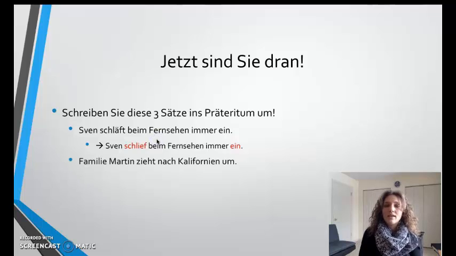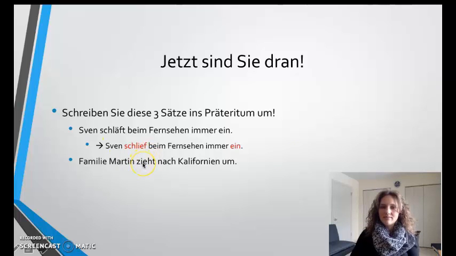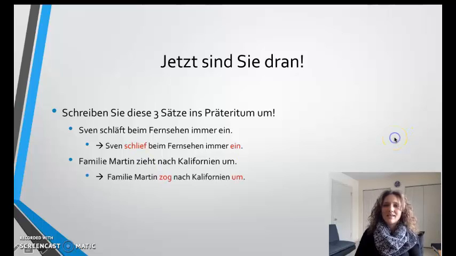Sentence number 2. Familie Martin zieht nach Kalifornien um. Again, all you have to change is the zieht. Because it would be umziehen, to move, but the um stays in the same position because that's how easy it is in the Präteritum. And the correct answer is Familie Martin zog nach Kalifornien um, because ziehen becomes zog.